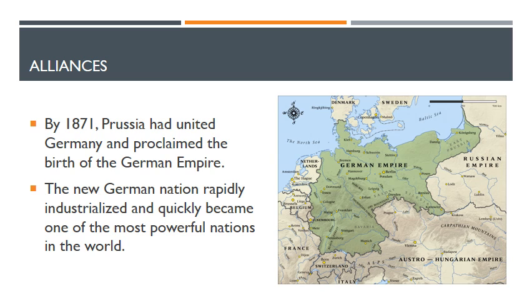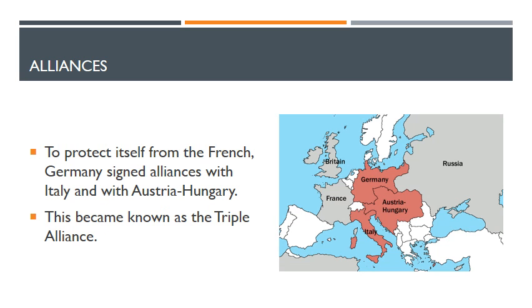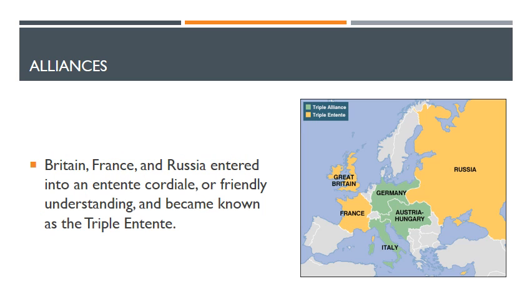As we discussed in a previous review, by 1871, Prussia had united Germany and was one of the strongest countries in Europe. To protect itself from the French, Germany signs an alliance with Italy and Austria-Hungary, that in the case of an attack, they would all work together. This became known as the Triple Alliance for the 3 countries. On the other side, Britain, France, and Russia entered into an agreement known as the Triple Entente.